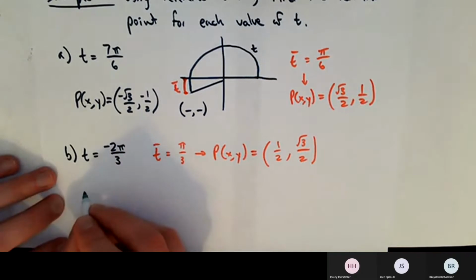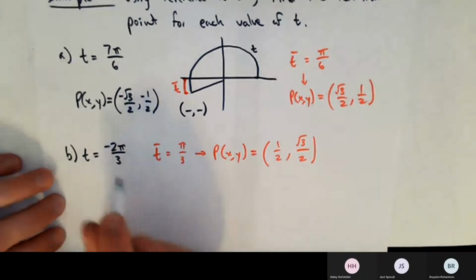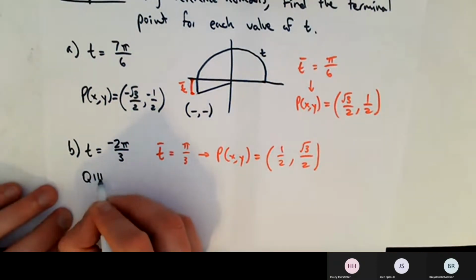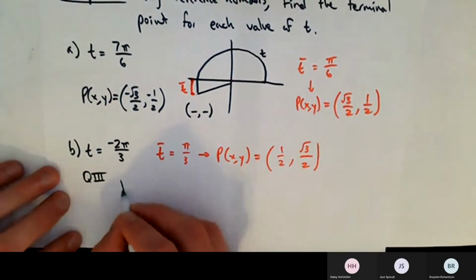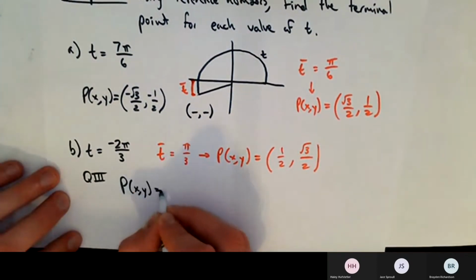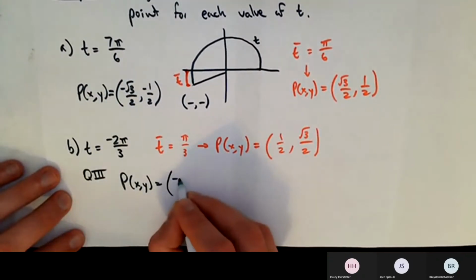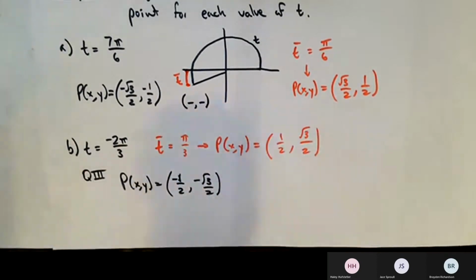So what else do I need to know? Well, I need to know where this t value is. This t value, negative 2 pi on 3, was in the third quadrant. So this is in quadrant 3, where everything is negative again. So my P of x, y for the actual value that I want is negative 1/2 comma negative square root of 3 over 2.